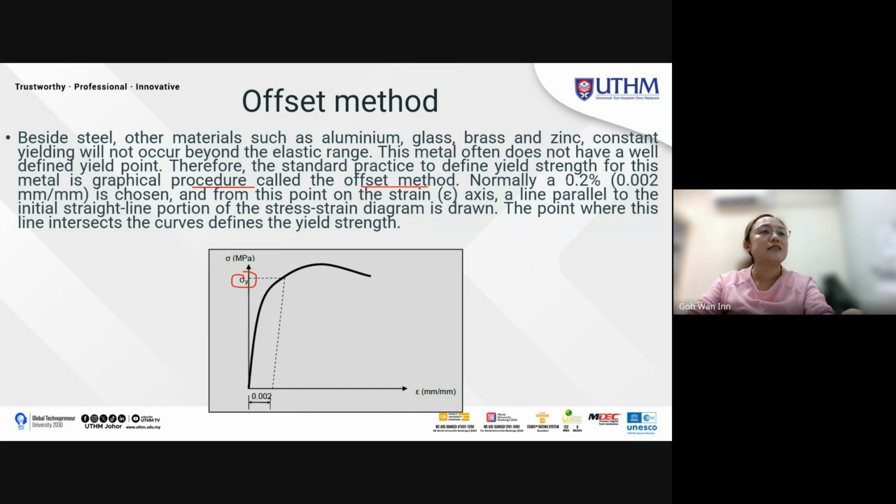You have the offset method to get the yield stress. Normally it's 0.2%, 0.002 millimeter per millimeter. You plot it, then according to the slope you offset it. It's a line parallel to the initial straight line. You offset this line by 0.002, and then you will get the estimated yield stress. Okay, so move to next one.